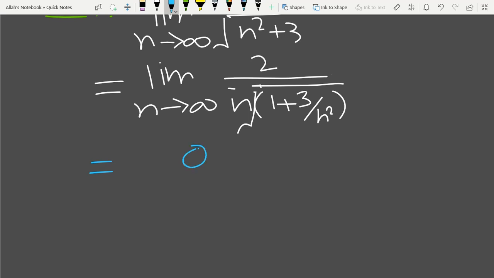So this implies that the sequence converges to 0. Since the sequence converges to 0, this implies that the series is convergent.